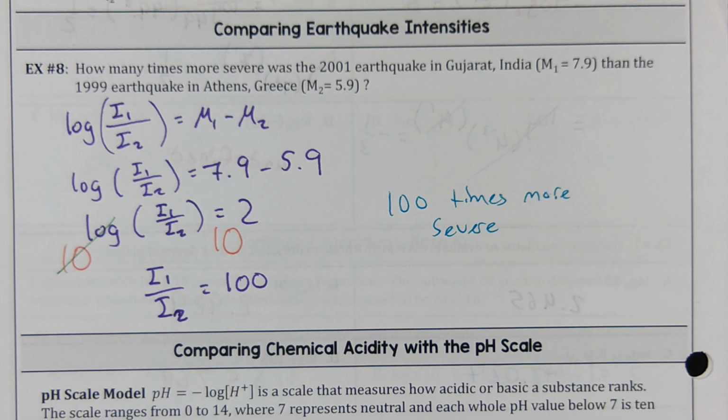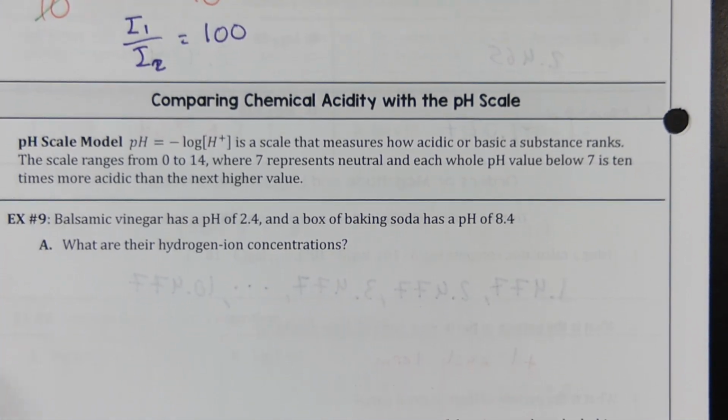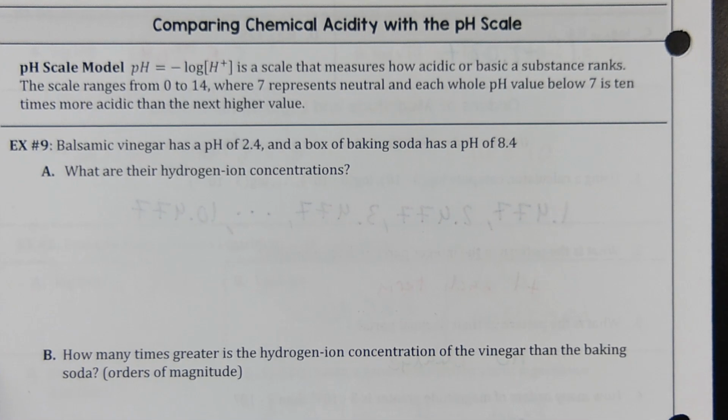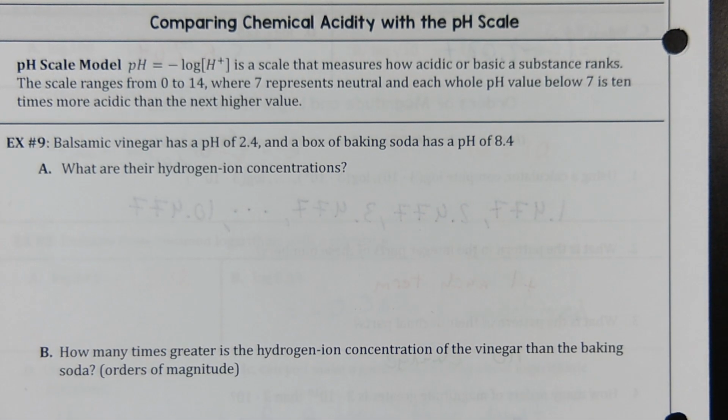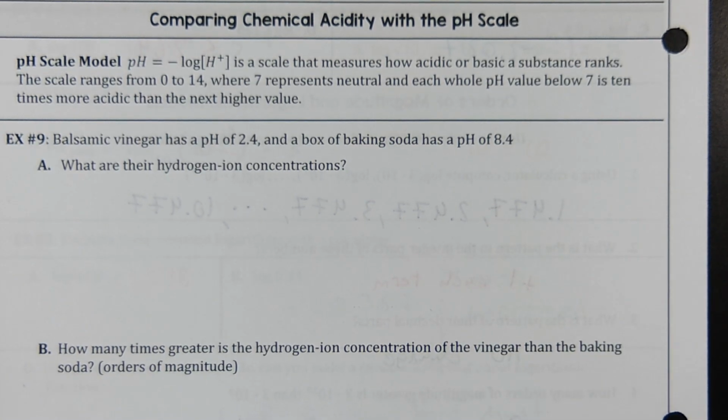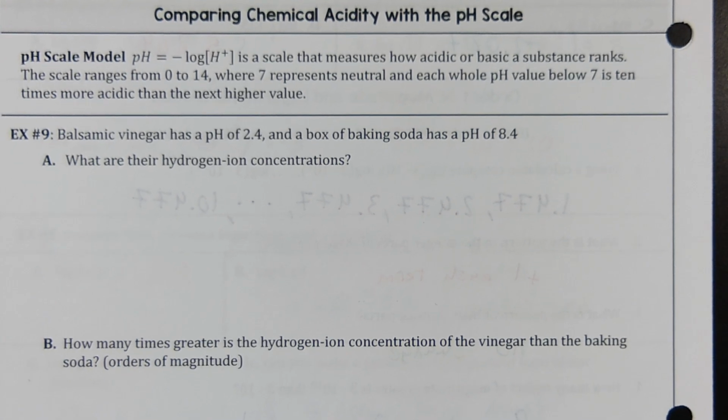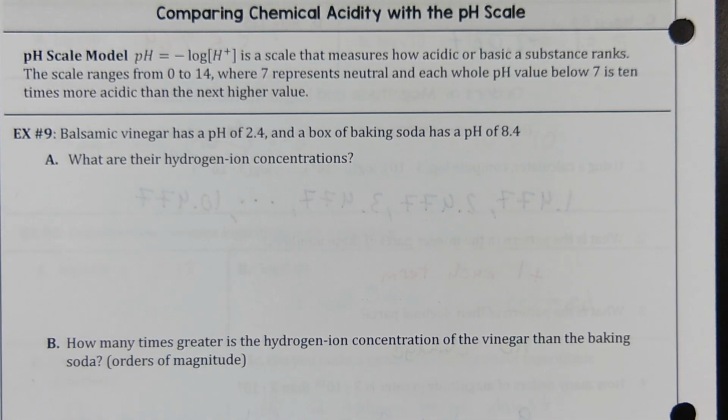Last one, and we're finished. pH scale. The pH scale model: pH equals negative log of H plus. By the way, you do not have to have this memorized. You just need to be able to use it. It is a scale that measures how acidic or basic a substance ranks. The scale ranges from 0 to 14, where 7 represents neutral, and each whole pH value below 7 is 10 times more acidic than the next higher value. By the way, H plus is hydrogen ions. I guess they're positively charged.